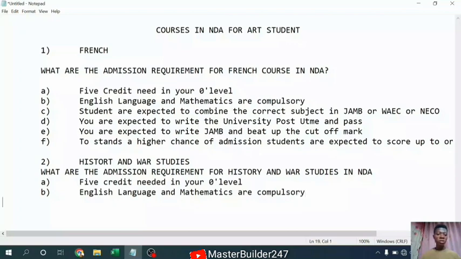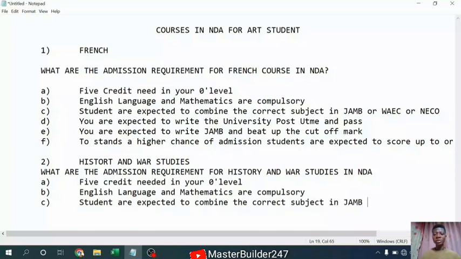Okay. Then the third one is that students are expected to combine the correct subjects in JAMB, be it in JAMB or WAEC or NECO. Okay, so you have to just take this down. You can write it down, because they are important.